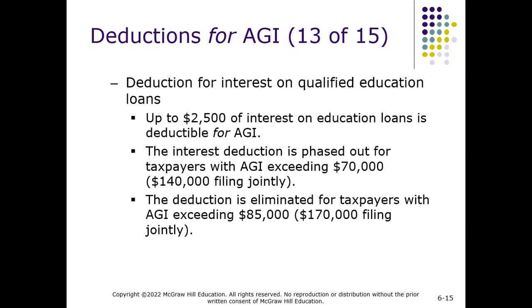Some other deductions for AGI: student loan interest. So interest on qualified education loans, you can deduct up to $2,500 of interest on education loans. However, this phases out once your AGI exceeds 70,000 or 140,000 for married filing joint. You're not allowed a deduction for student loan interest of any amount once your AGI is above 85,000 for any filing status except filing joint, which would be 170,000.